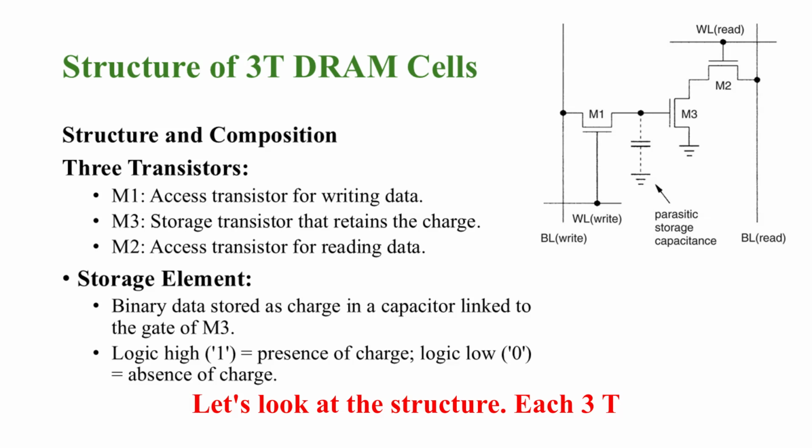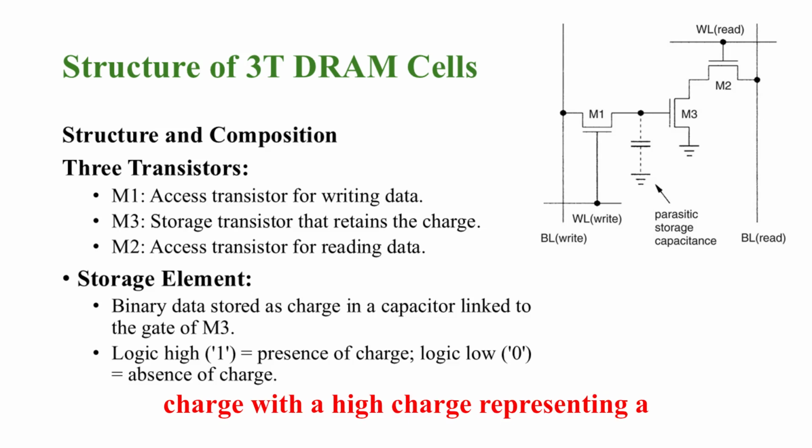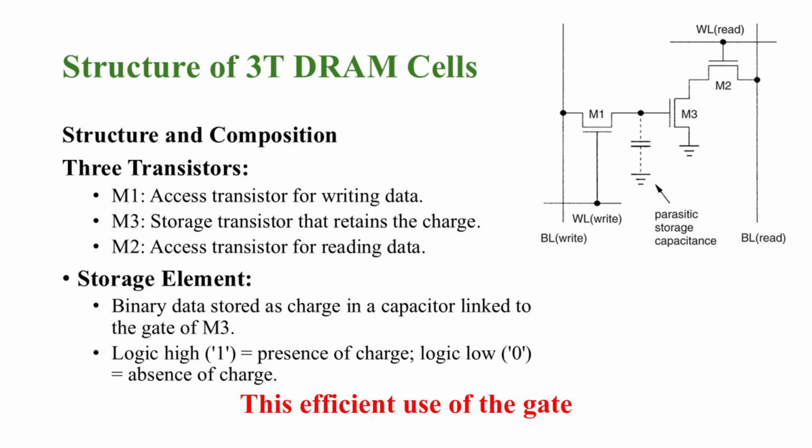Let's look at the structure. Each 3T DRAM cell has 3 transistors. M1 acts as the access transistor for writing data. M3 is the storage transistor, responsible for retaining the charge that represents a binary bit. M2 facilitates reading the stored data. The gate capacitance of M3 stores the charge, with a high charge representing a 1 and no charge representing a 0. This efficient use of the gate capacitance helps in compact storage.